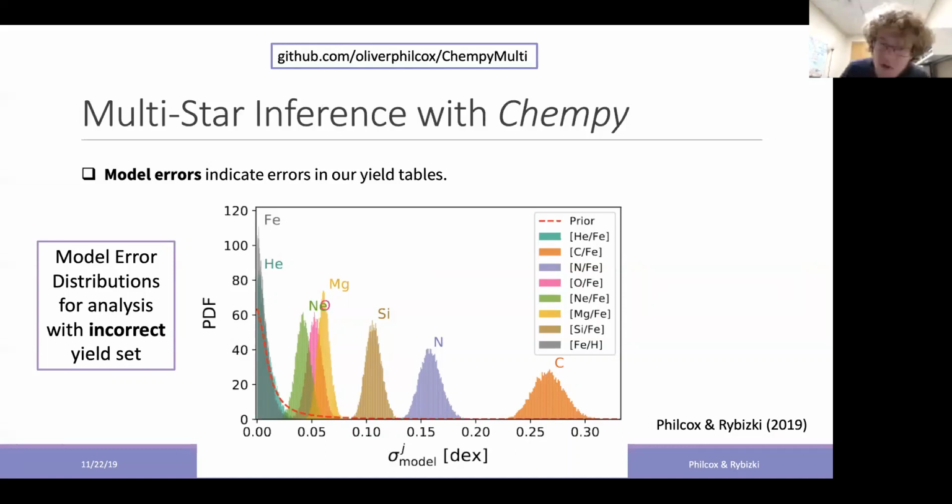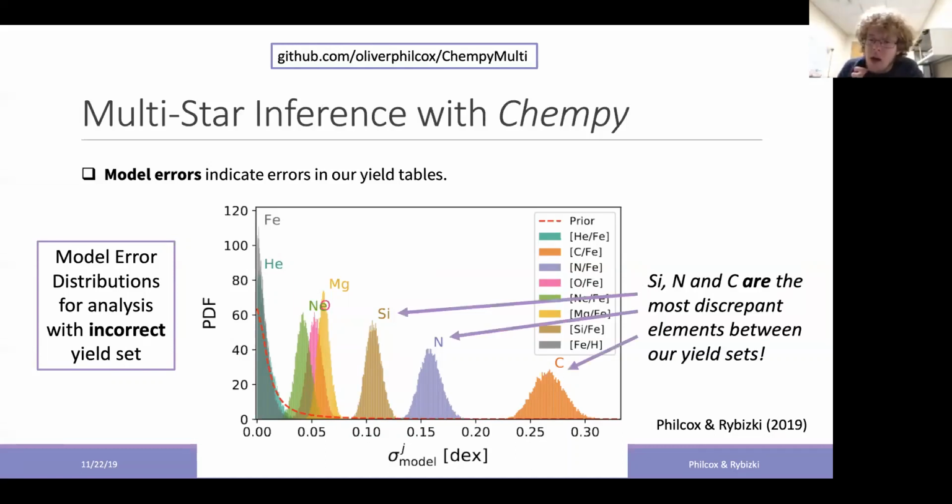And the reason this is interesting is because if we go and look at the two yield tables we actually used, silicon, nitrogen, and carbon are the most discrepant elements between the yield sets. So just by running a simple analysis like this, which is simply comparing mock observational data to analysis from Chempy, we can tell what the problems are with our actual yield sets. And this would be particularly relevant when we go on to apply this to actual observational data.